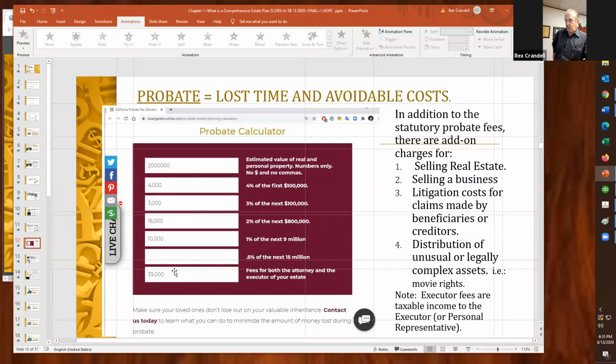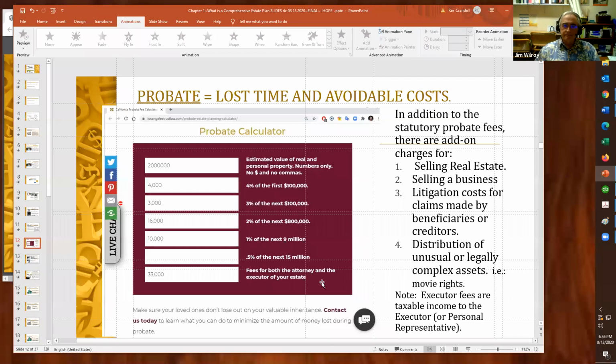One thing I want to point out about the statutory fee is that most people would assume that's what the attorney gets for handling the probate. However, the executor or personal representative can also claim the same amount in a probate. So if you have an executor or personal representative who is not a beneficiary and is doing all this work, they have a right to claim another 33,000 for their compensation.